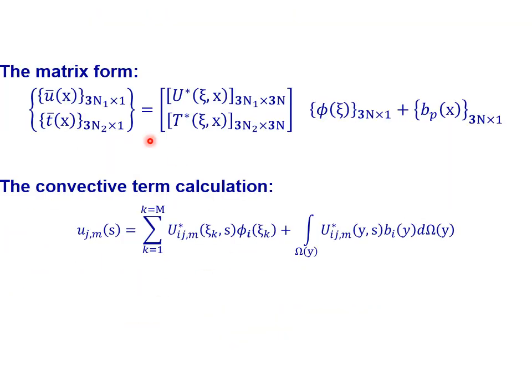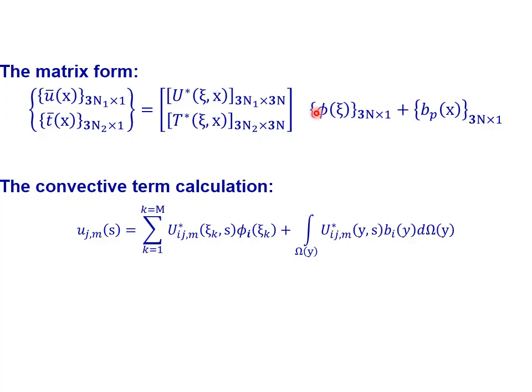The system equation will be as follows. This vector is a vector of the prescribed values on the boundary. U bar is the prescribed displacement, T bar is the prescribed traction, and N1 and N2 are the number of points for the prescribed displacement and prescribed traction. This is the influence matrix containing the fundamental solution. Phi is a vector of the unknown values at the source points.